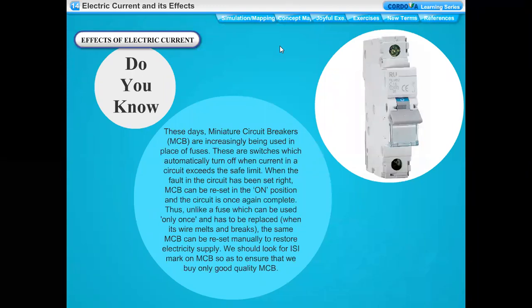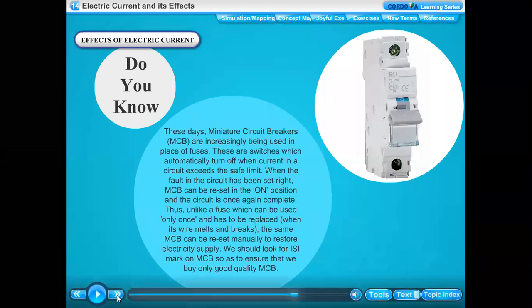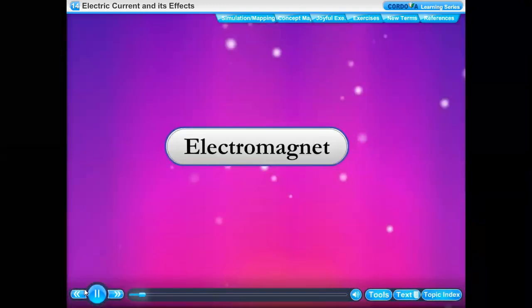When the fault in the circuit has been repaired, the MCB can be reset. We can again keep it in the on position and the circuit is once again complete. Unlike a fuse, which can be used only once and has to be replaced, the same MCB can be reset manually to restore electric supply.